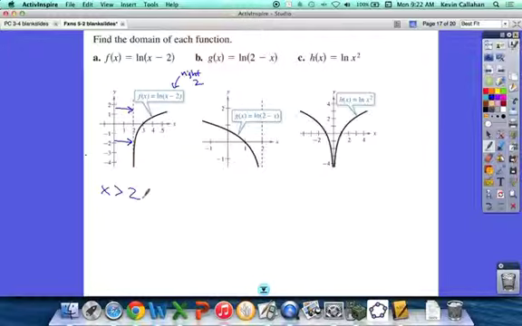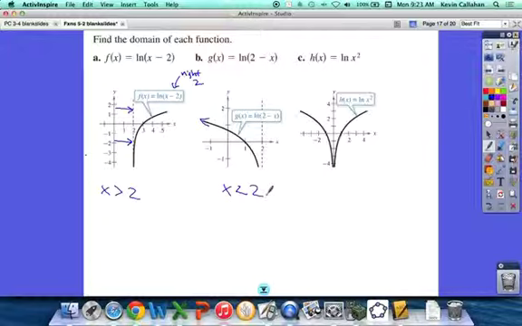This one has got a couple of different things going on. It's clearly been shifted to the right too, but it's also been flipped because it's got a negative in front of the x, right? What does it look like the domain of that is? How about x is less than 2, right? The x values are to the left of 2. There's nothing over here.